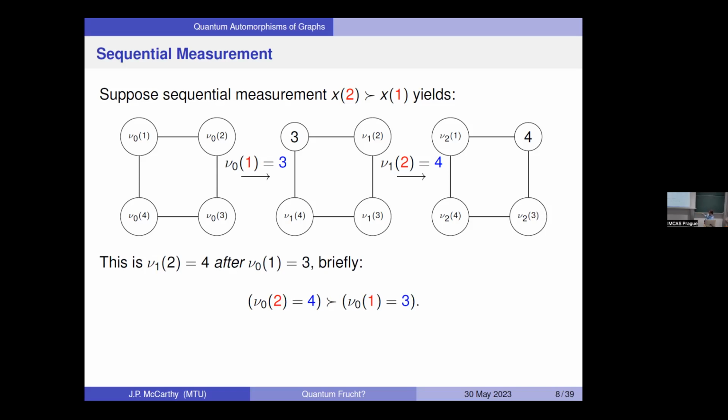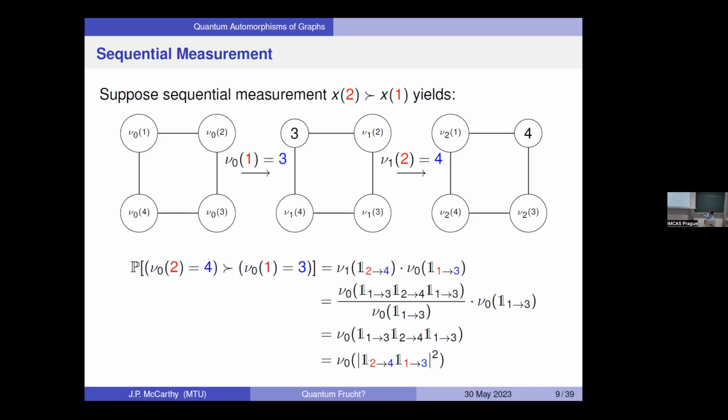And we can write down a probability that this happens. Again, this is actually just classical probability. So you're just saying, okay, what's the probability that you see 2 sent to 4 after 1 is sent to 3? You just multiply the probabilities together. This is just conditional probability, but we end up with this thing down the bottom. So what I'm actually doing here is setting up for later on. Here, this would be C-star algebra projections.